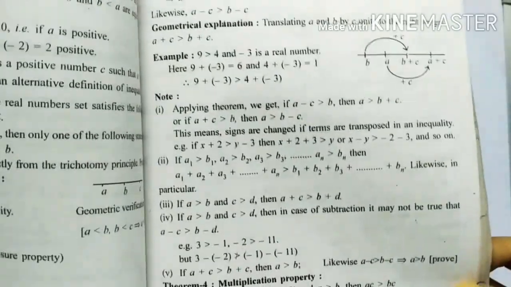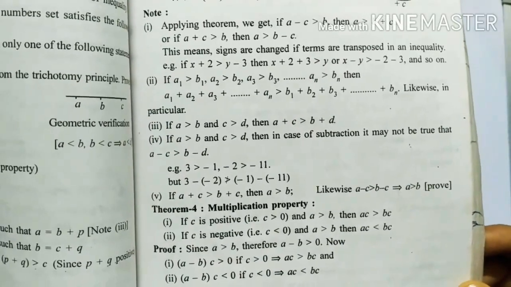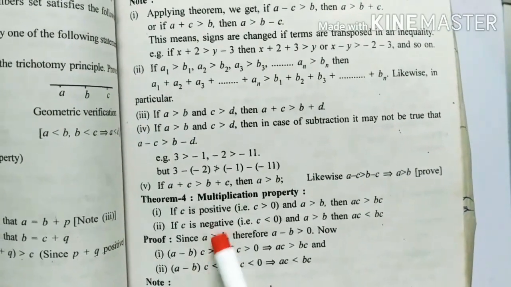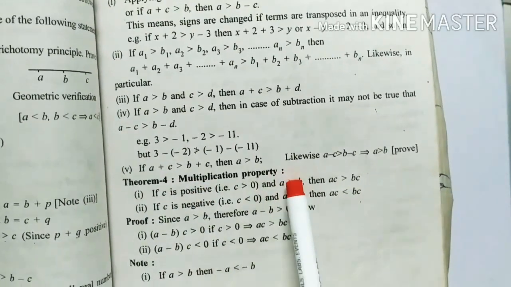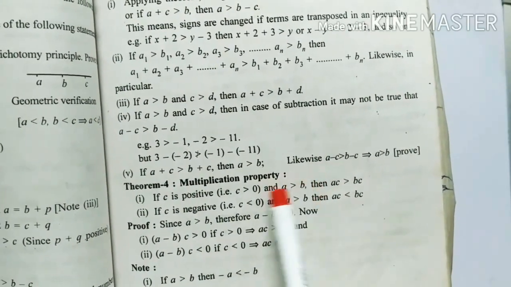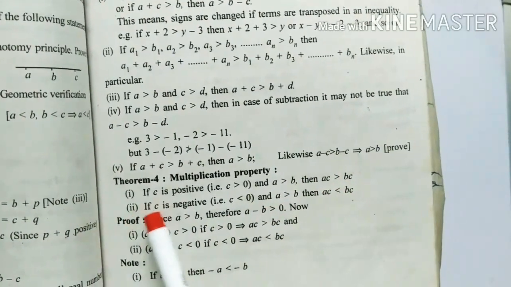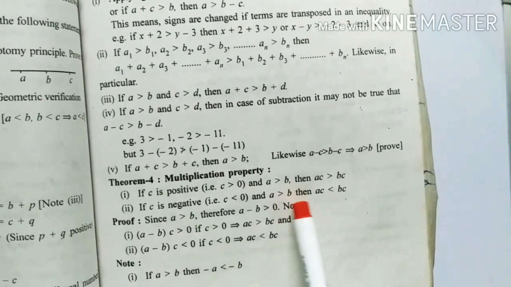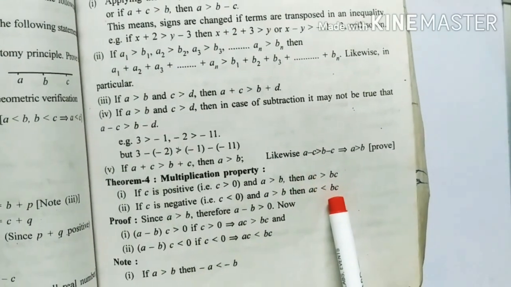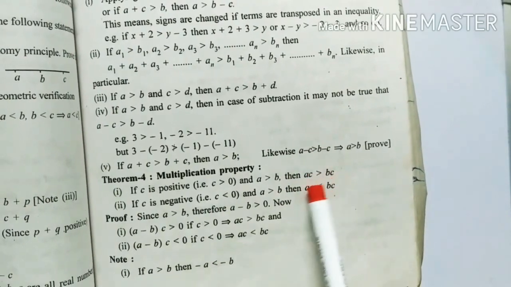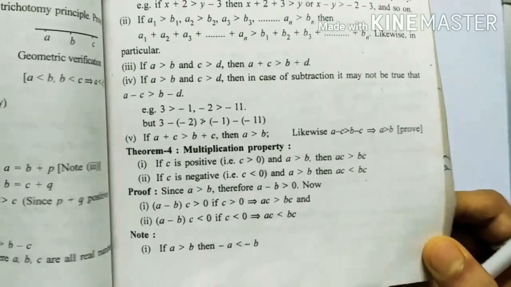Next it is theorem 4, multiplication property. If C is positive and A is greater than B, then if you multiply C both sides, AC will be greater than BC. But if C is negative and A greater than B, then if you multiply C both sides, what will happen? The sign will change. Earlier it was greater than, it will become less than now. The sign will change. Okay.